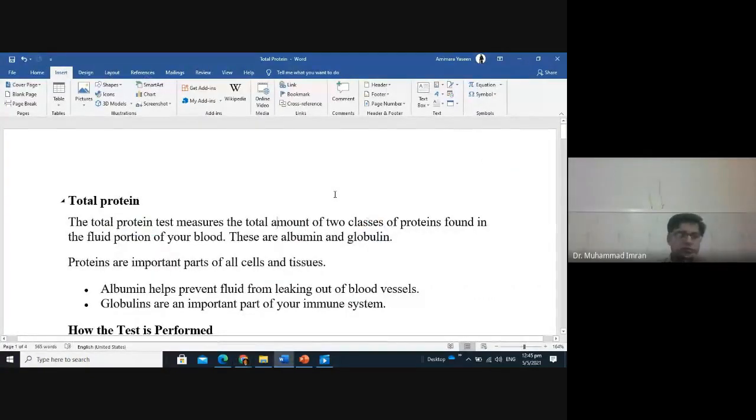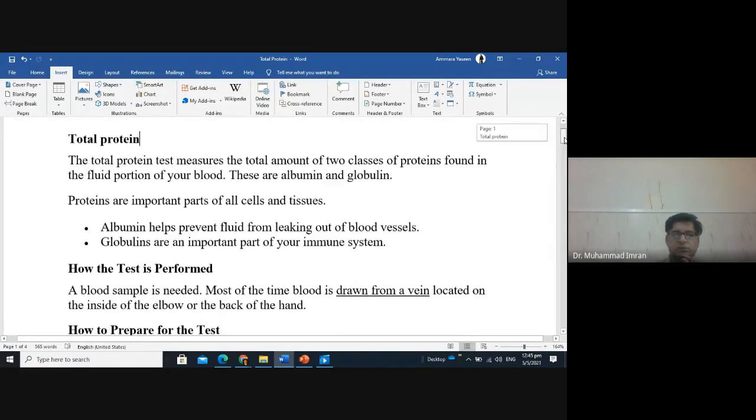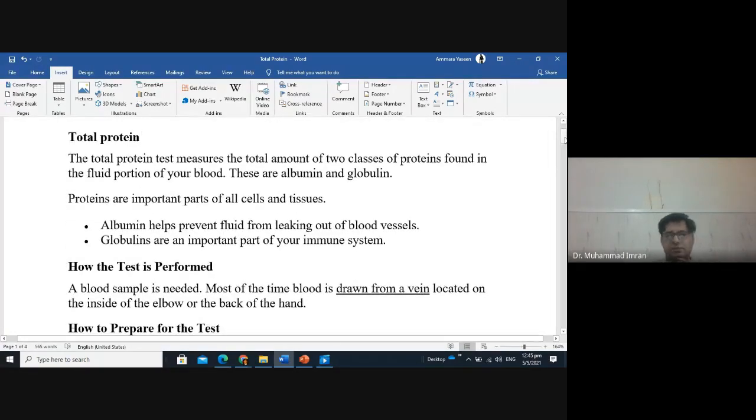Hello student, today we will perform the total protein test. The total protein test is very important because it helps you measure the osmotic pressure of your tissues and blood. The total protein test measures the total amount of two classes of protein found in the fluid portion of your blood, which is known as serum. These are albumin and globulin, also known as serum albumin and serum globulin.